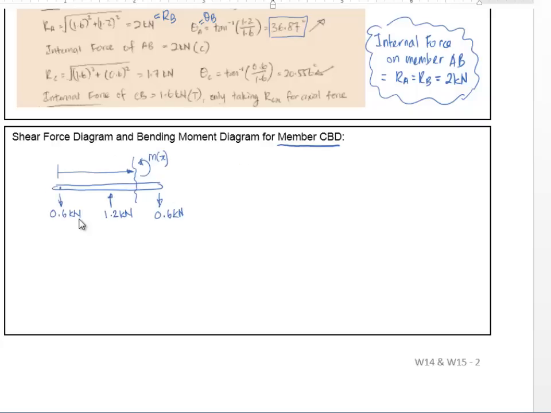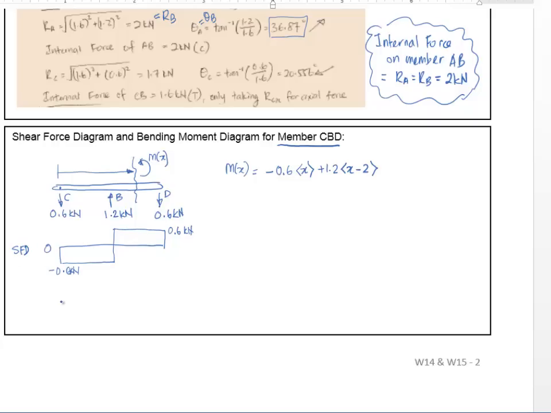So in this diagram right here, I have drawn member CBD with the reactions that you have found earlier on, 0.6, 1.2, and 0.6. So using Macaulay's method, you could actually generate a general equation for this beam. And if I were to draw a shear force diagram, it would go down by 0.6. And it would go up by 1.2, coming back to zero. Okay, so at this value, this is 0.6 kilonewton. This is negative 0.6 kilonewton. So this is your shear force diagram.